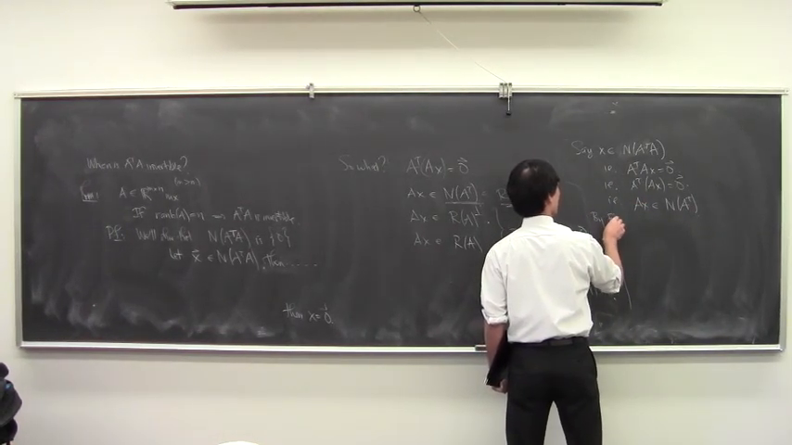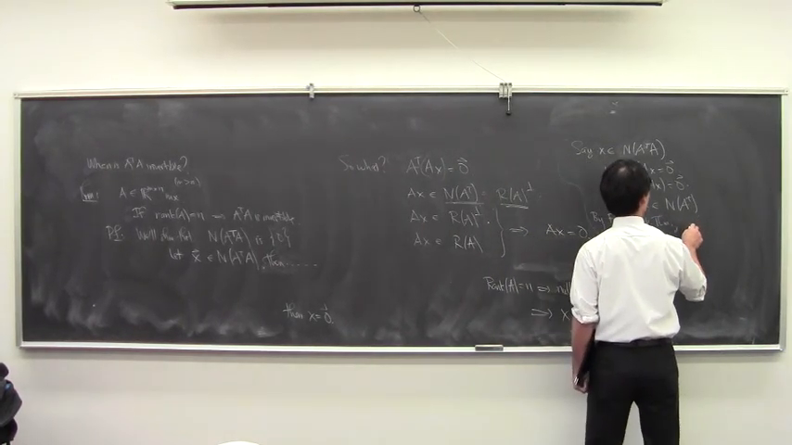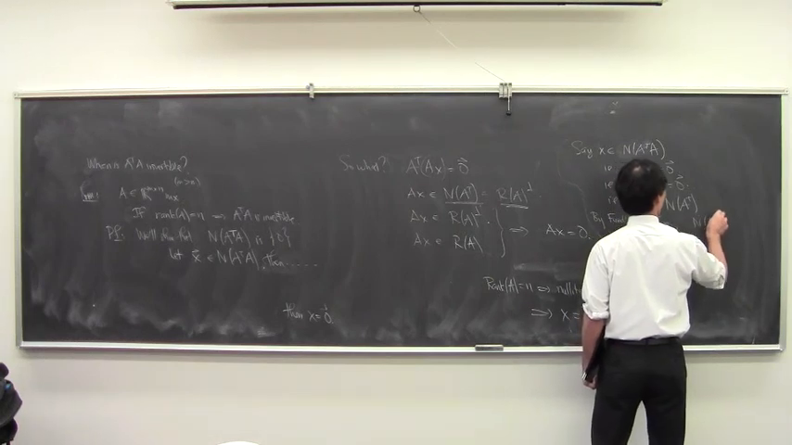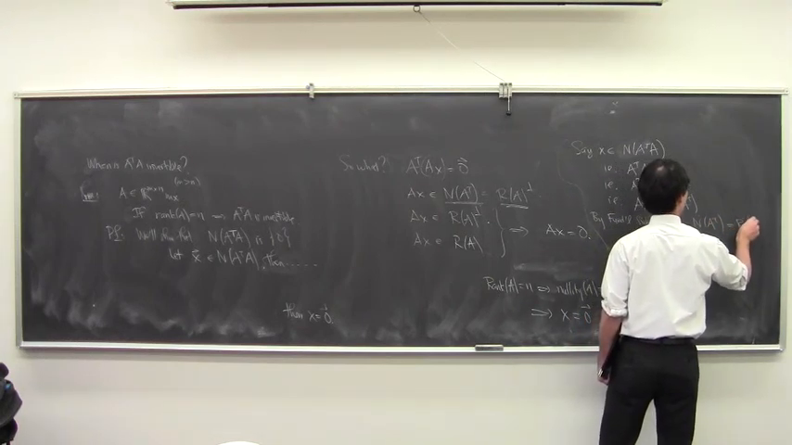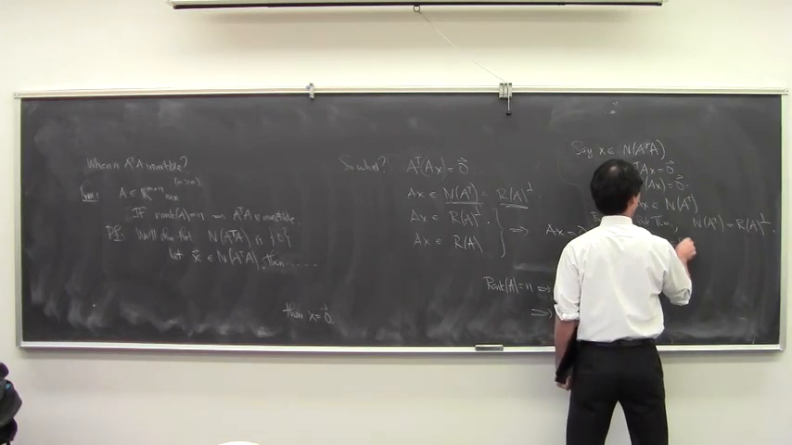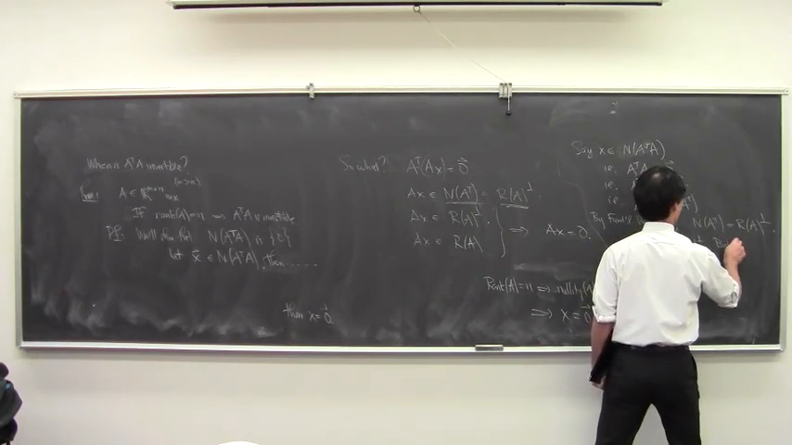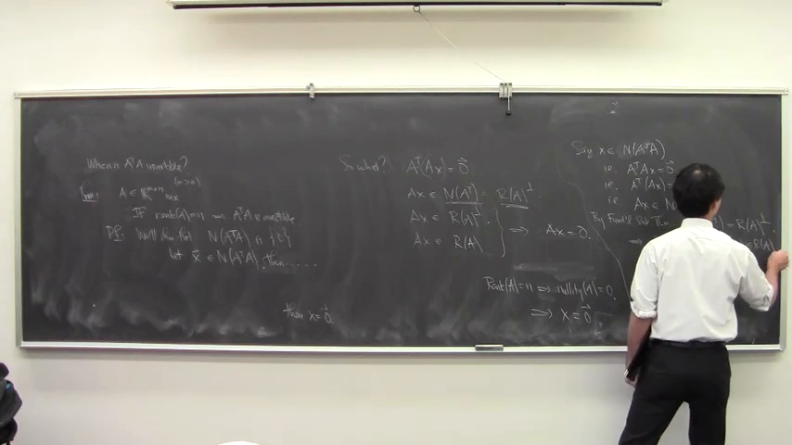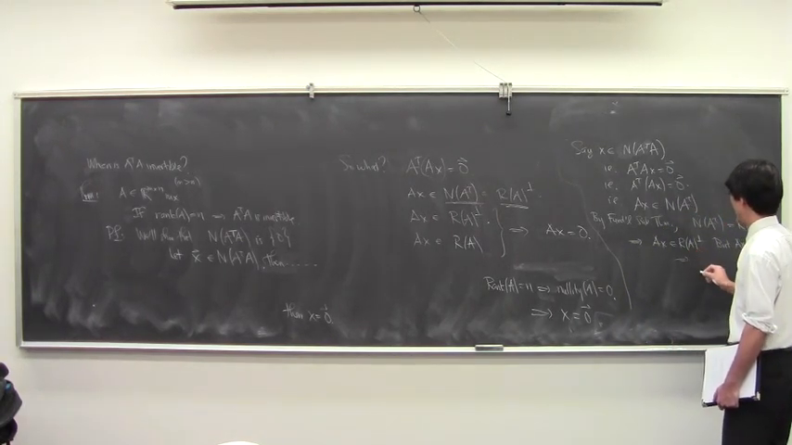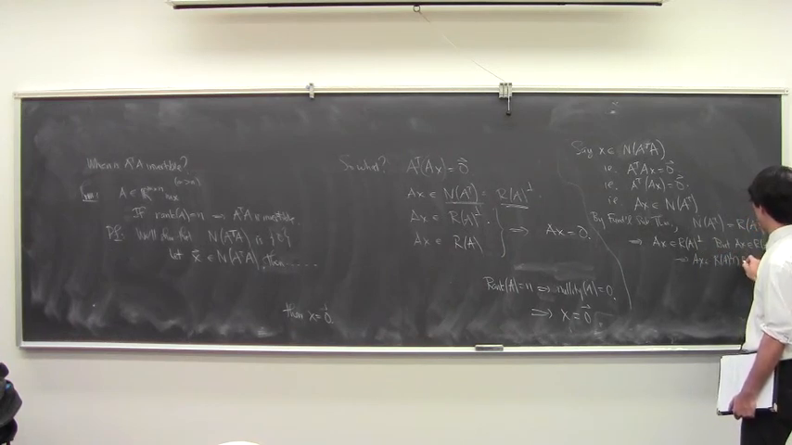By the fundamental subspaces theorem, N(AT) is equal to R(A) perp, right? So AX lies in R(A) perp, but AX also lies in the range of A. So AX lies in R(A) perp intersect R(A), that is to say 0.